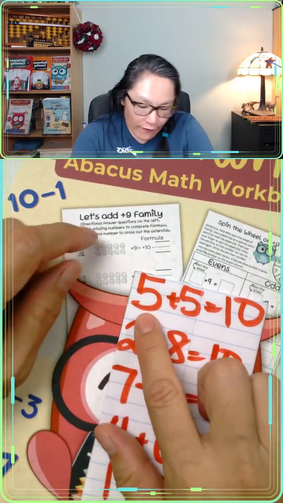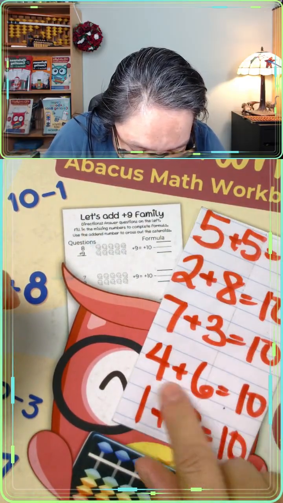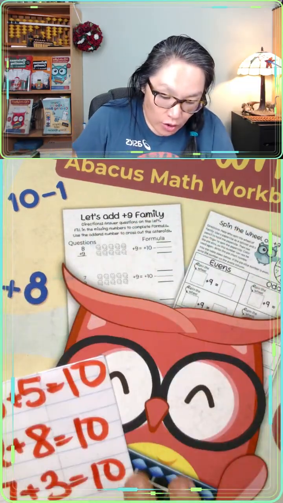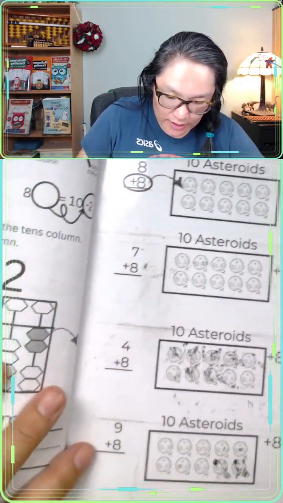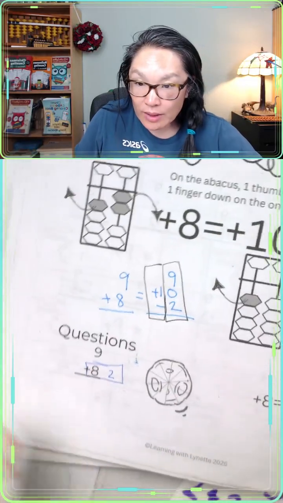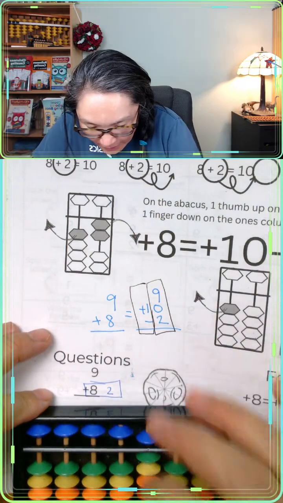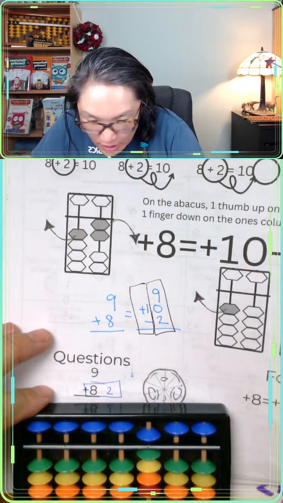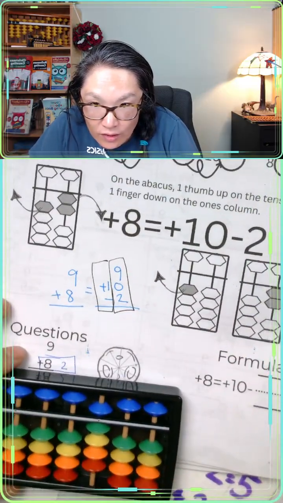We need to know that 5 plus 5 is equal to 10. 2 plus 8 is equal to 10. 7 plus 3, 4 plus 6, 1 plus 9. So when we're looking, we have 9 on the abacus. The question is 9 plus 8. We want to add the 8. So if you notice, it's going to be plus the 10 minus the 2. That is our formula.